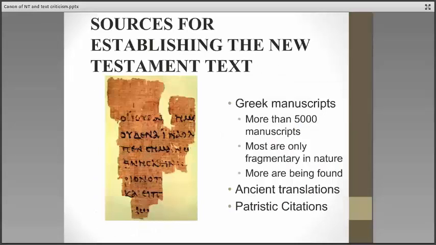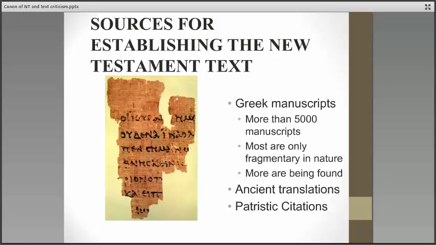Why can't we just look up the documents? Why can't we look at Paul's original letter to the Romans or 1 Thessalonians, the oldest text from 49? Well, it's because we don't have anything that early. We have more than 5,000 manuscripts from the ancient world into the early medieval period. Many of them are very, very fragmentary in nature.